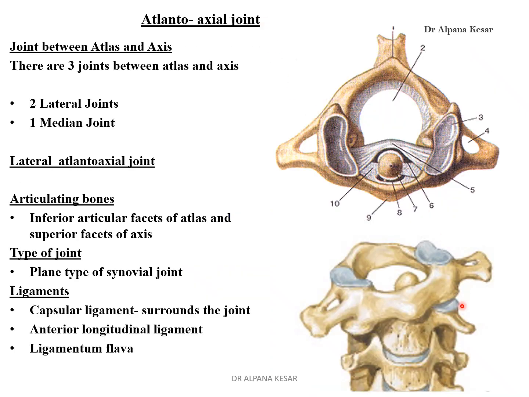Atlanto-axial joint. This is the atlanto-axial joint, which is formed between the atlas above and the axis below. It consists of two lateral joints and one median joint. The lateral atlanto-axial joint is formed between the inferior articular facet of the atlas with the superior articular facet of the axis. It is a plain type of synovial joint. The ligaments of the joint include the capsular ligament, which surrounds the entire joint, anterior longitudinal ligament, and ligamentum flava.